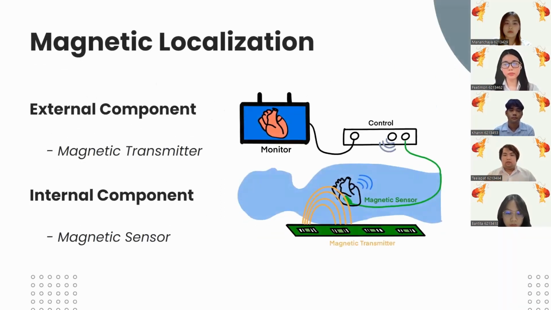Next, we begin with the magnetic localization. There are 2 main components, which are the magnetic transmitter that is placed under the patient and a magnetic sensor embedded at the tip of the catheter.